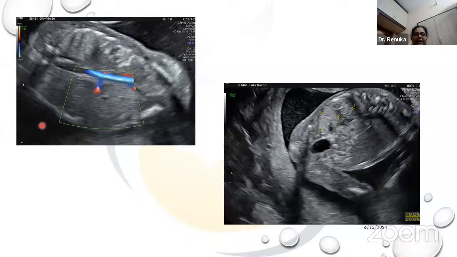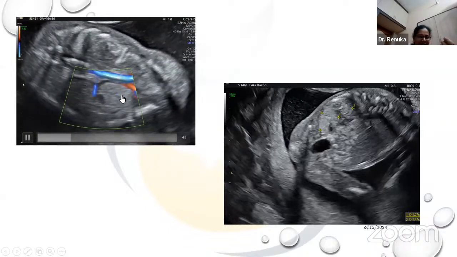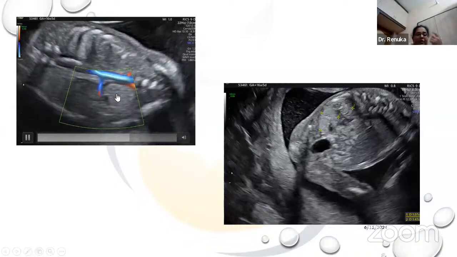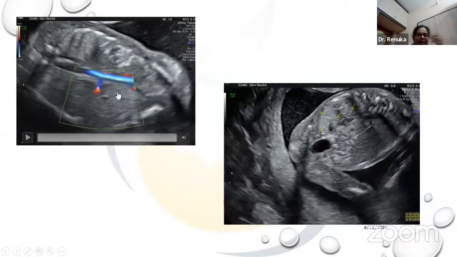And like I said previously, adding color Doppler has made our job a little easier. In this case, we identified it as a crossed renal ectopia by just applying the Doppler. Then only we were able to appreciate it in a transvaginal ultrasound.